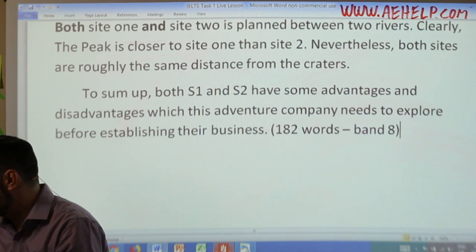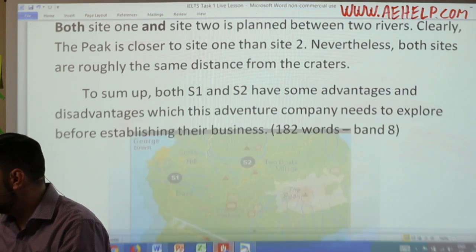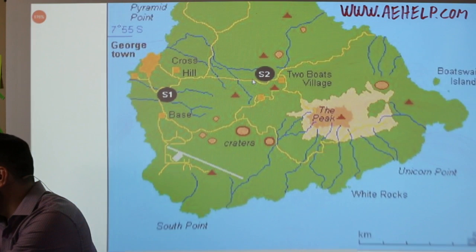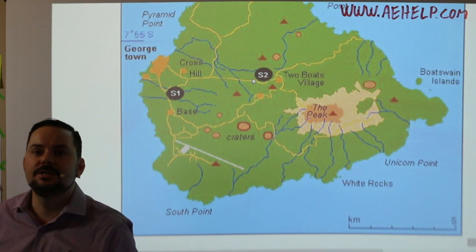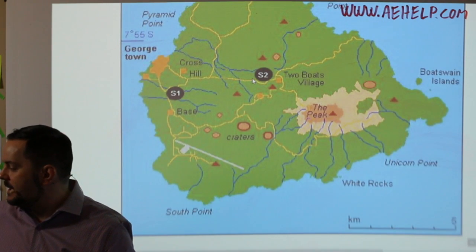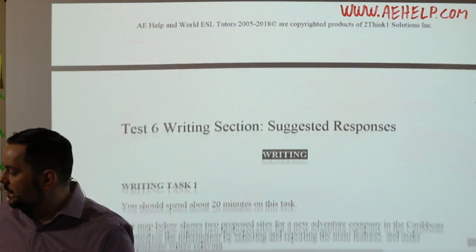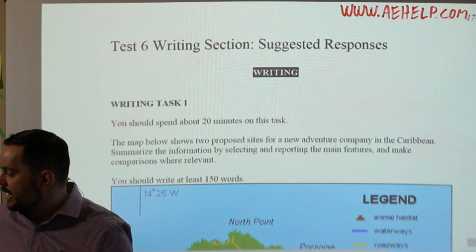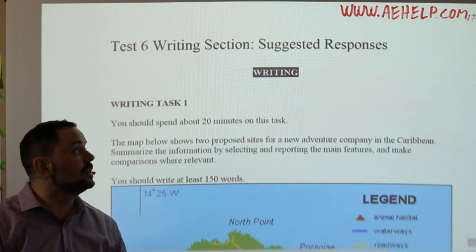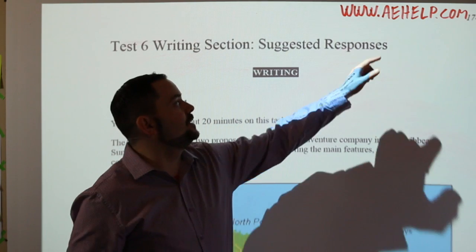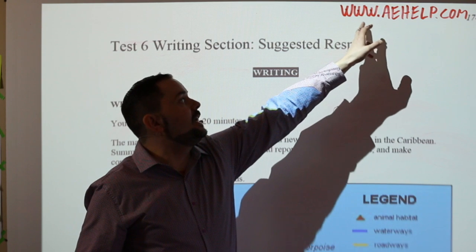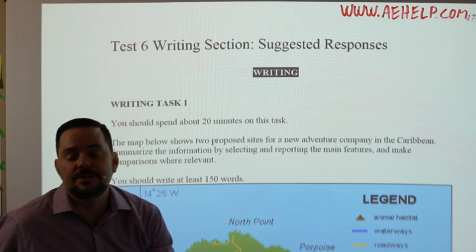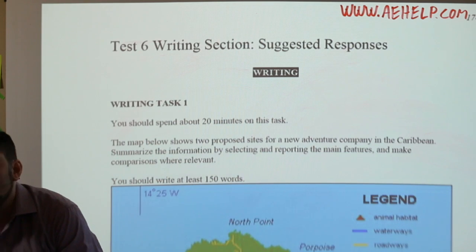if I jump back to the map here, let me just make it a bit smaller so you'll see the text here. So this map that we're looking at, it's actually in our book, and we're looking at it in the answer key section. So again, guys and girls, these materials are coming from aehelp.com. This is our website. This is where you get all this kind of help.